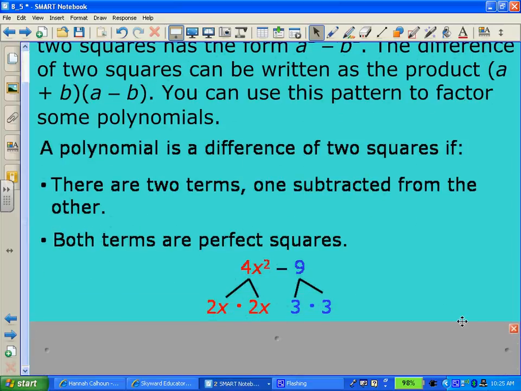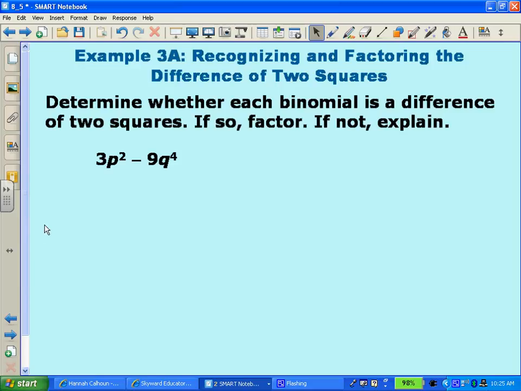So here would be an example of difference of two squares. We got 4x squared minus 9. Again, it's a subtraction, and we got two perfect squares. So that would be the difference of two squares. When we come across difference of two squares, it makes it a little easier for us to factor it.